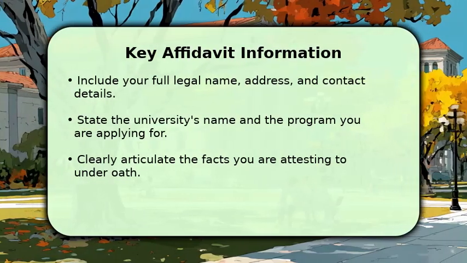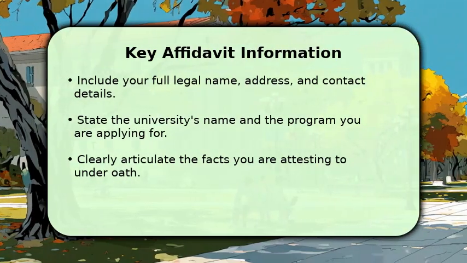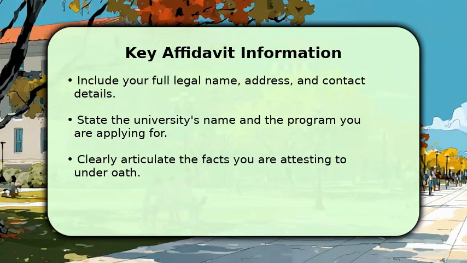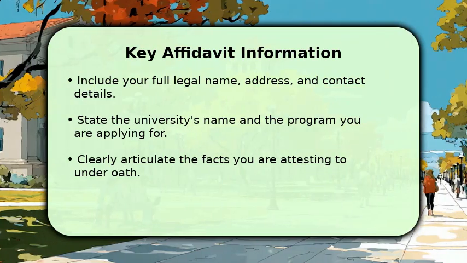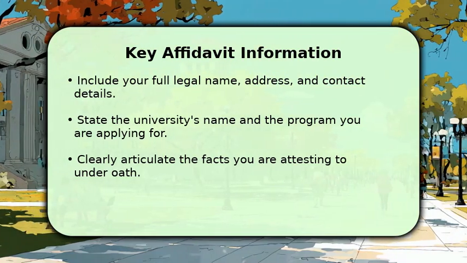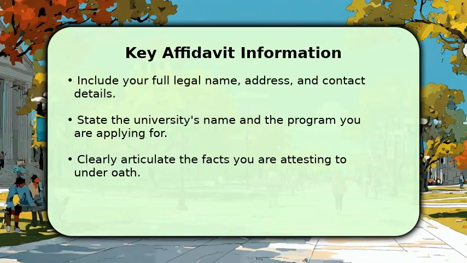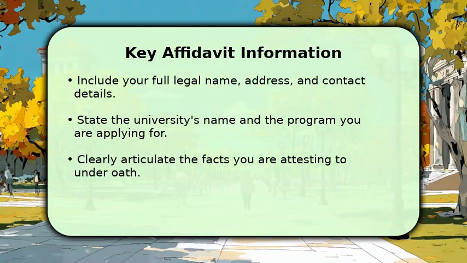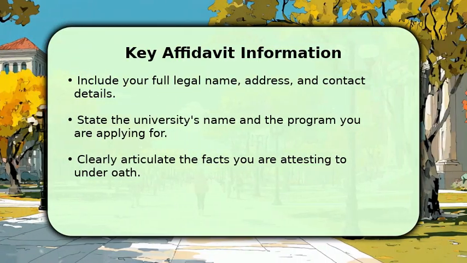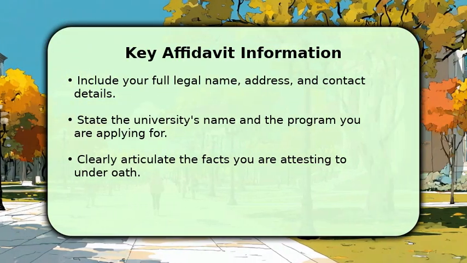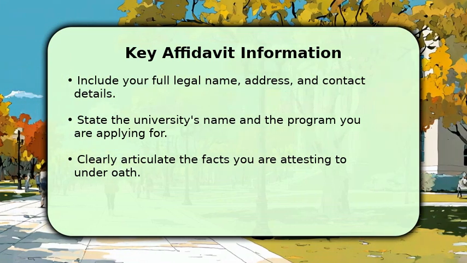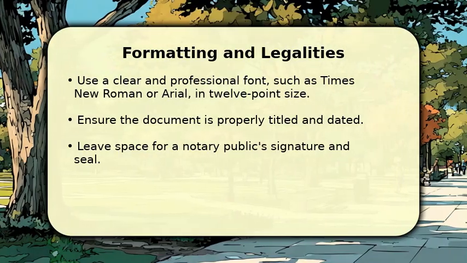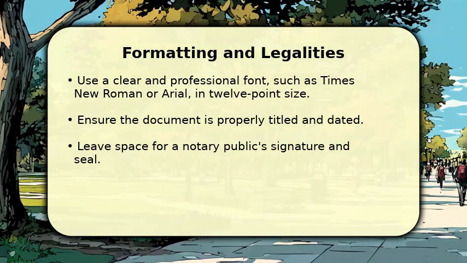When preparing your affidavit, it's vital to include specific details. Start with your full legal name, current address, and contact information. Clearly state the university's name and the specific program you're applying to. Most importantly, articulate the facts you are attesting to under oath, providing any necessary supporting details or reasons. For example, if you're explaining a gap in your education, be precise with dates and circumstances. Accuracy is key here. Proper formatting and adherence to legal requirements are essential for your affidavit's validity.